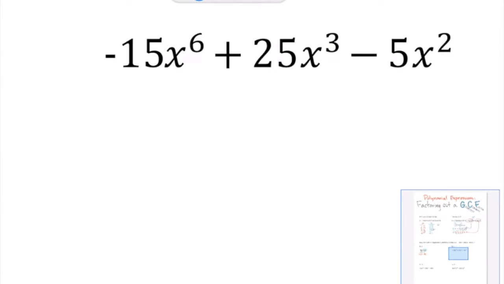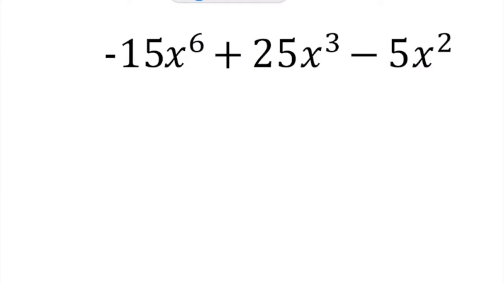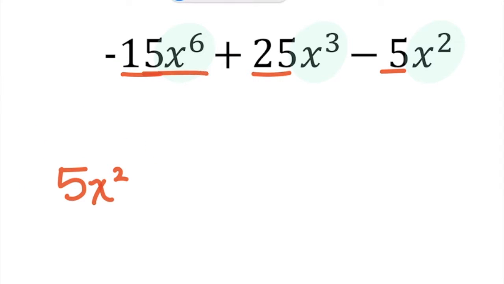Okay, for example number 4, let's look and see what all those numbers have in common. So I always look at the numerical parts first, and I notice that for 15, 25, and 5, the biggest numerical factor, the greatest common numerical factor is a 5. And then remember, for your variable terms, you just choose the smallest exponent term. So in this case, it's x squared. So that becomes my greatest common factor. So I'm going to factor out a 5x squared from every term. Factoring is the same thing as division.